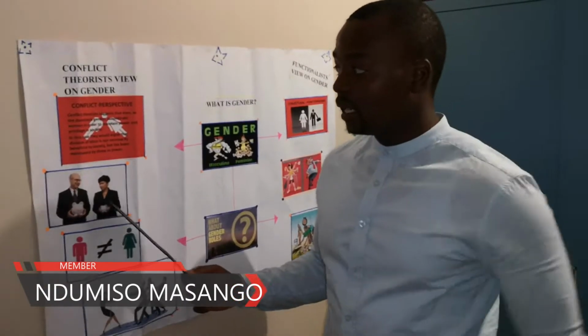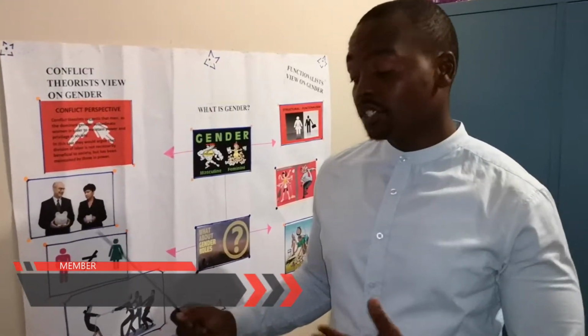For example, in my Zulu culture, a man is seen as an absolute decision maker, while a woman is merely taken as a domestic worker and a caregiver. Men can be viewed as bourgeoisie and women can be viewed as proletariat. Because bourgeoisie, which are industry owners, have power over proletariat, which is the working class. They argue that labor division or gender roles are not necessarily beneficial to society, but are there to maintain power of the dominant group. Guys, now let us look at the pictures under conflict theorist view on gender.